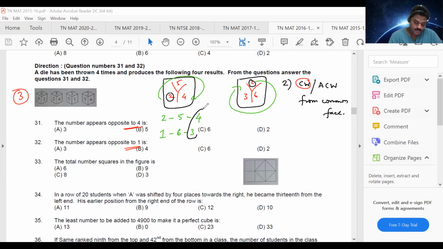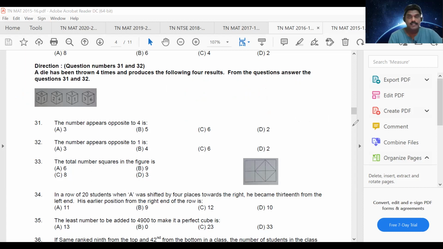Now, if you observe here, 4 is opposite to 3. This is my answer. And 1 is opposite to 2. This would be my answer. Right? So only 3 steps. Find common face, choose orientation, and third, write the paths, and we will find the answers quite simply. Right? Moving on. These are the 2 questions from 2015.